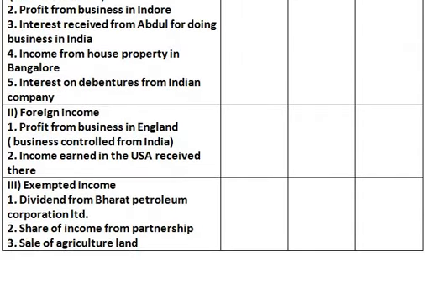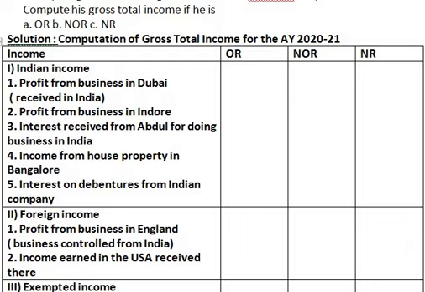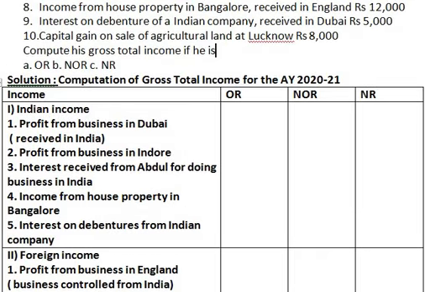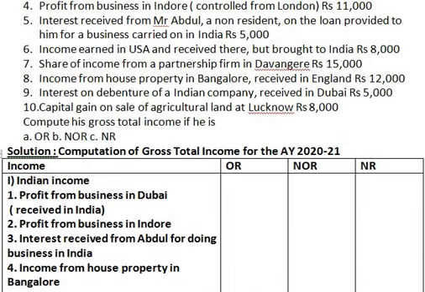Third part, that is exempted income, wherein the first point is dividend from Bharat Petroleum Corporation Limited. Any dividend received from an Indian company is exempted from tax. That is the reason we have taken it in the third income head, that is exempted income. Same way you have to mark for all the 10 incomes and then you should start solving the sum.